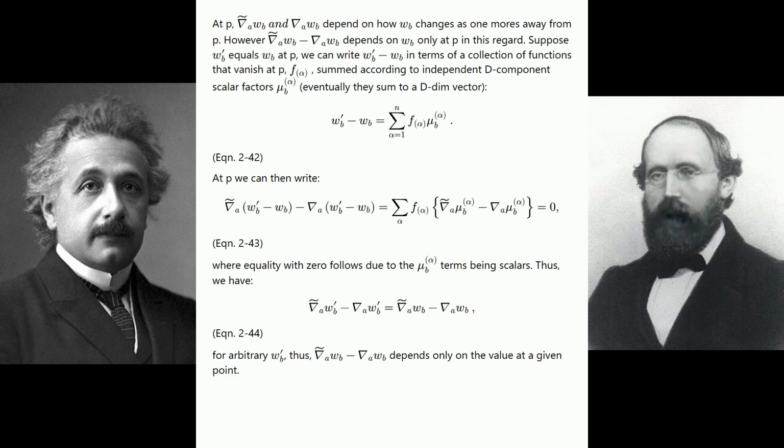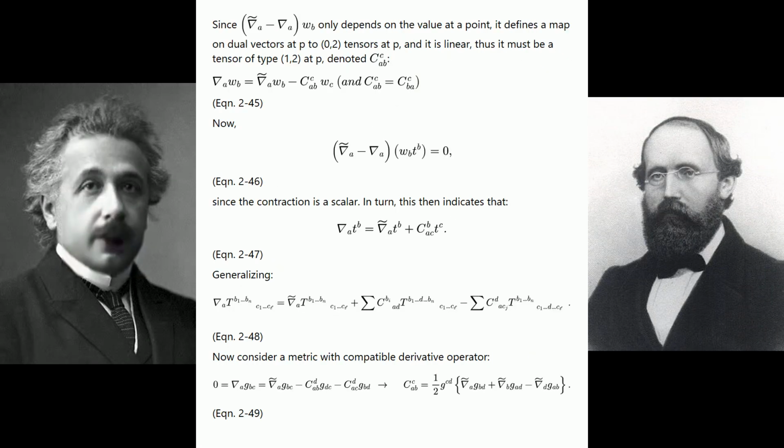see equation 2-44. For arbitrary W sub B prime, thus, gradient tilde sub A W sub B minus gradient sub A W sub B depends only on the value at a given point. Since gradient tilde sub A minus gradient sub A times W sub B only depends on the value at a point, it defines a map on dual vectors at P to 0, 2 tensors at P, and it is linear, thus it must be a tensor of type 1, 2 at P, denoted C sub AB to the C power.